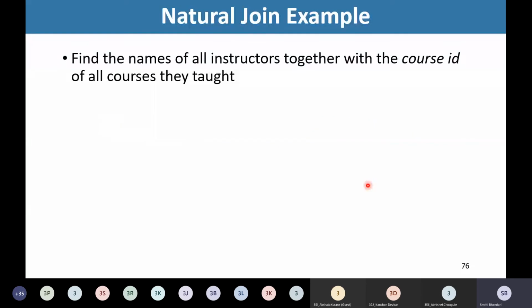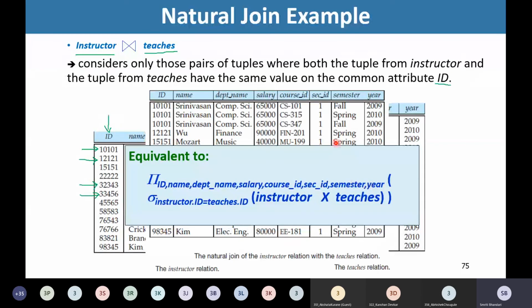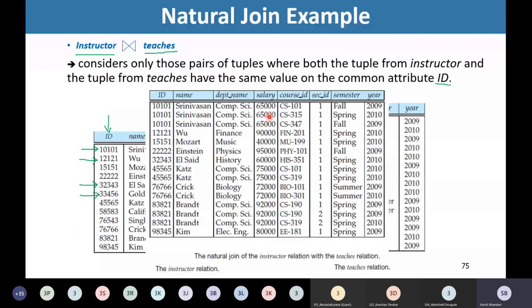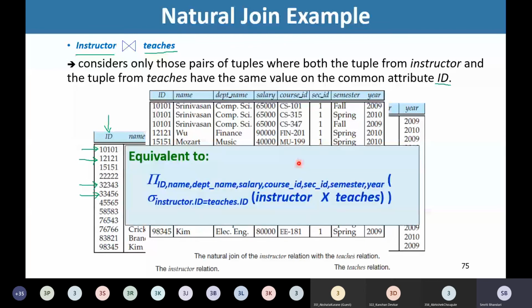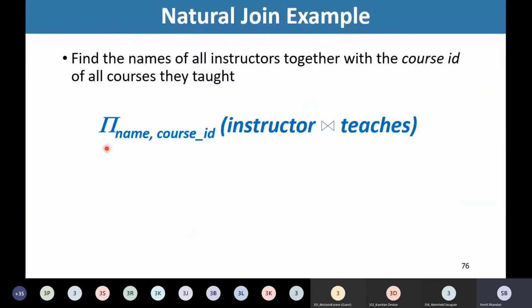The natural join of instructor and teachers will actually give me this table, this relation. I do not want all the columns. I want only name and course ID. So only these two attributes I would like to extract from the natural join. That is how we give the statement: project name, course ID of instructor natural join teaches. That's all.